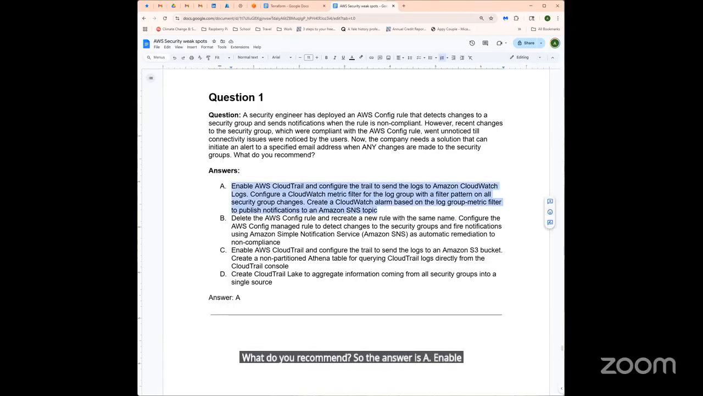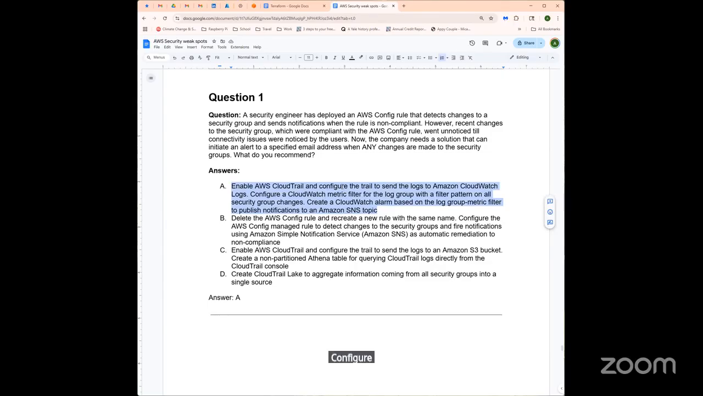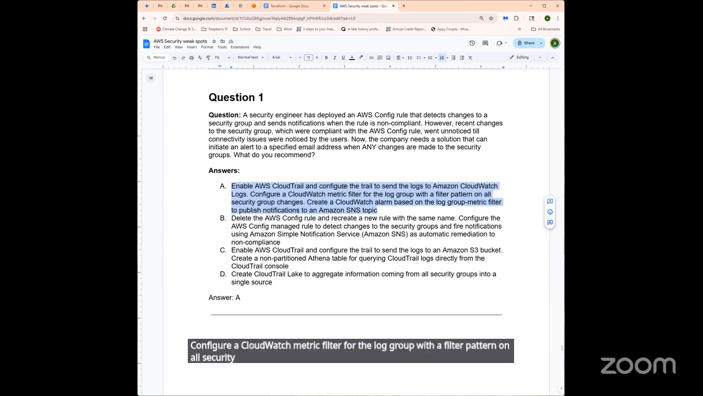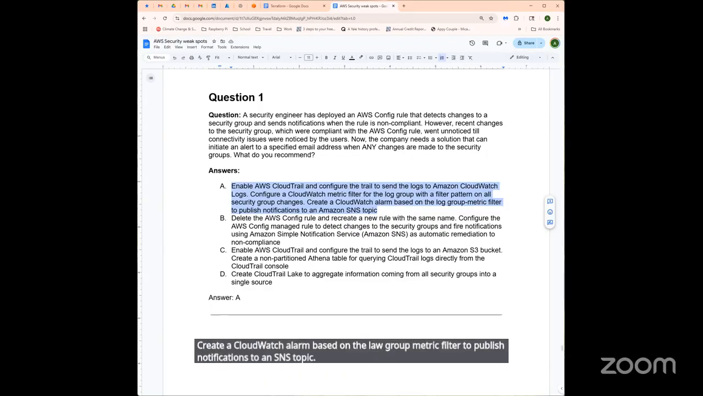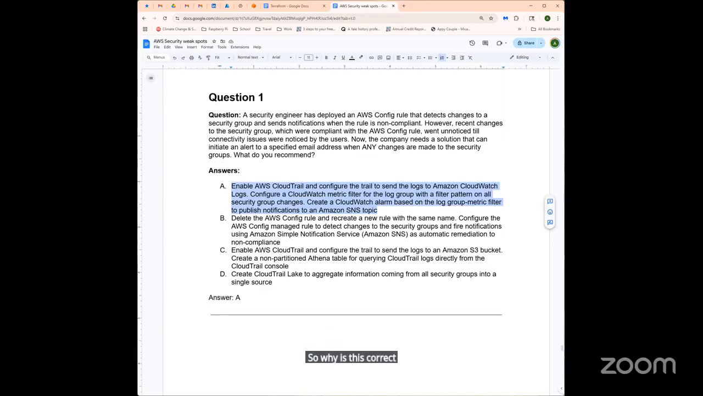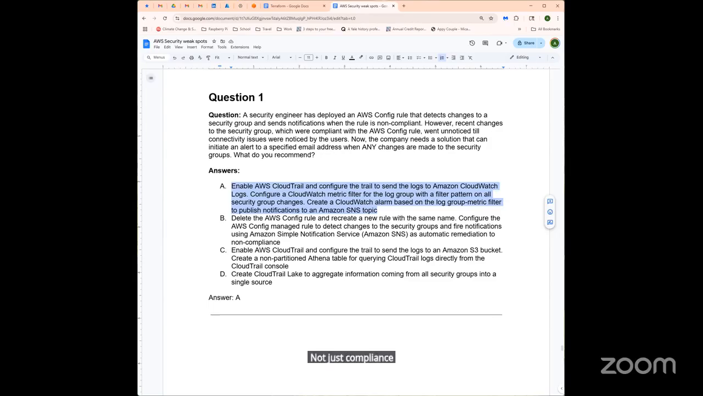Enable CloudTrail and configure the trail to send logs to Amazon CloudWatch Logs. Configure a CloudWatch metric filter for the log group with a filter pattern on all security group changes. Create a CloudWatch alarm based on the log group metric filter to publish notifications to an SNS topic. So why is this correct? CloudTrail captures all API calls, including security group changes. CloudWatch metric filters can detect these changes in real time and trigger SNS notifications for any change, not just compliance violations. This provides the near real-time monitoring required.